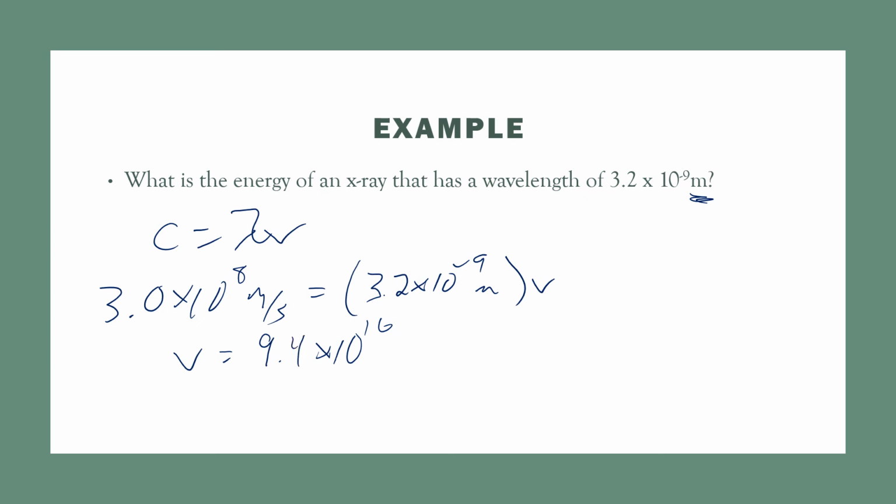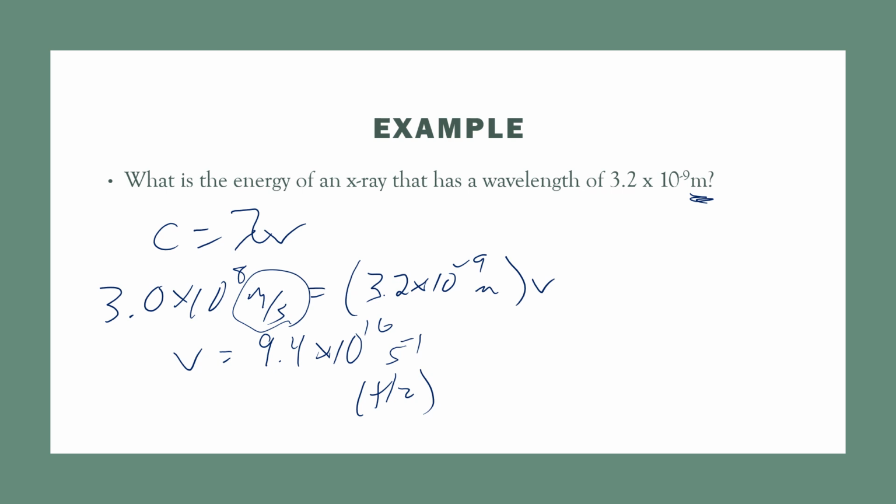Now the unit here, because of our unit for the speed of light, is actually inverse seconds, or s⁻¹. You also see it sometimes as hertz, which is the same thing as inverse seconds. It's the number of waves that pass a point in a given amount of time.